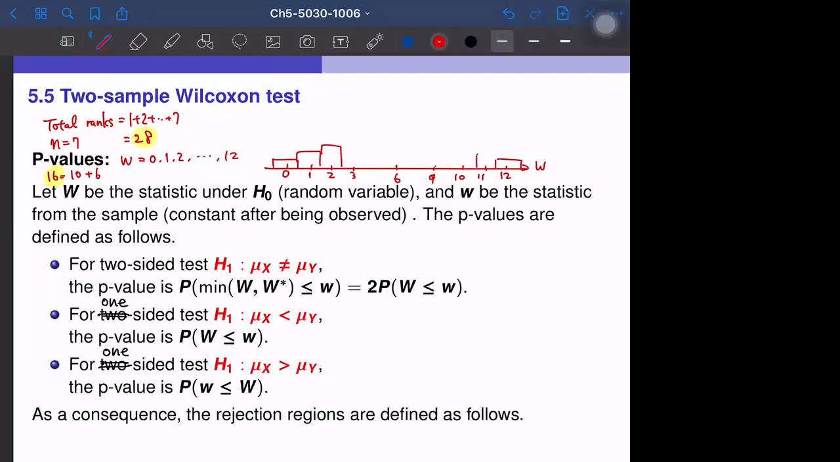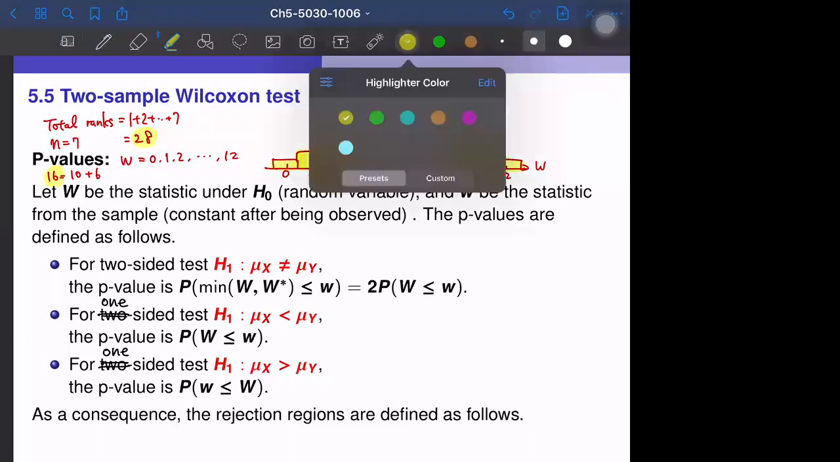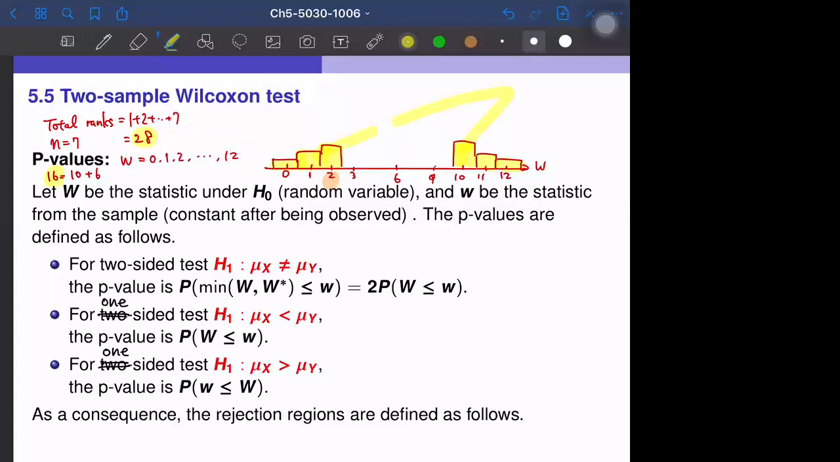To define the p-value, we calculate the probability that we have a more extreme event than W. We have observed W equal to 2. In such a case, the more extreme cases than 2 are 0, 1, 2. We also think about the other way around: 2 corresponds to 10, and 1 corresponds to 11. This area is equal to the p-value.